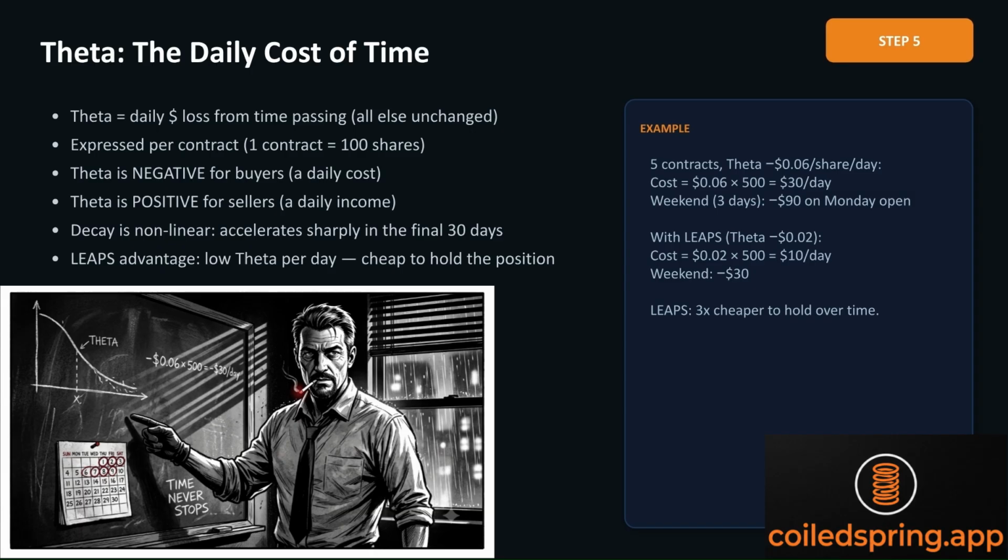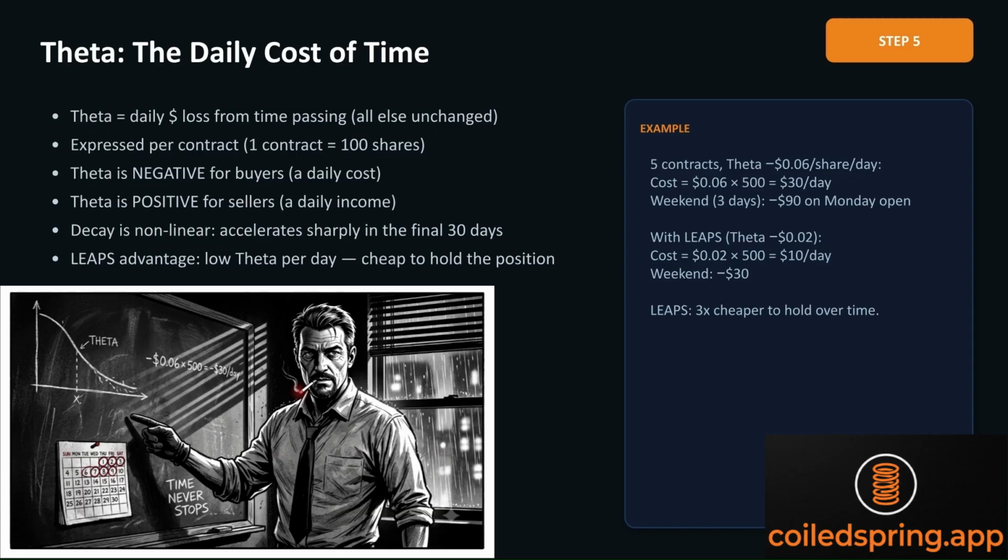How much is this position costing me today just by existing? The definition is exact. Theta is the daily dollar loss in an option's value from the passage of one day, with everything else remaining unchanged. Stock price the same, volatility the same, rates the same. Just one day passes. That's what theta measures.